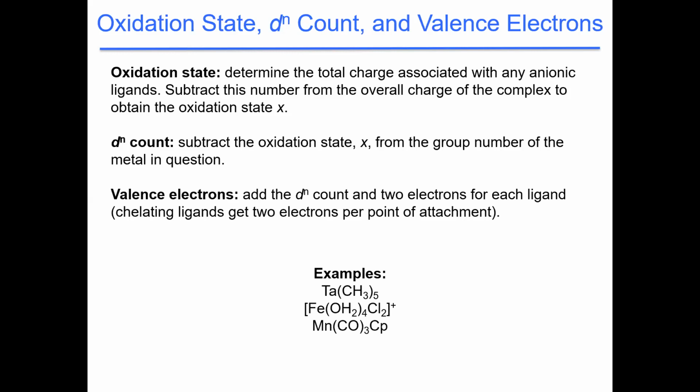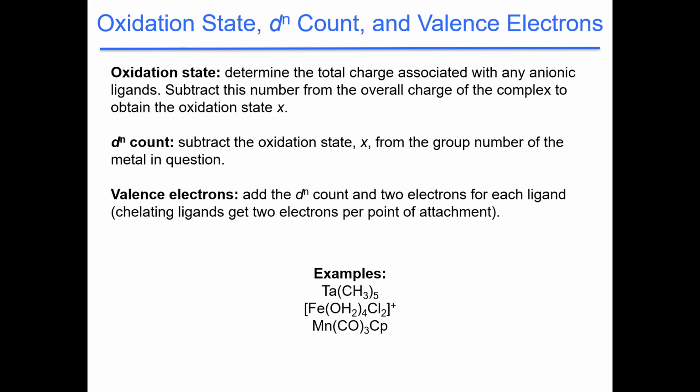This tantalum methyl complex has an oxidation state of +5 because each of the methyls has a -1 charge on it. So that leaves us with a total d count of 0, and the total number of valence electrons is 10, because you have 5 electrons from the tantalum and then 5 electrons from the methyl ligands. Or you can count it instead, where each methyl group has 2 electrons and the tantalum has 0 electrons. Either way you'll get a total valence electron count of 10.